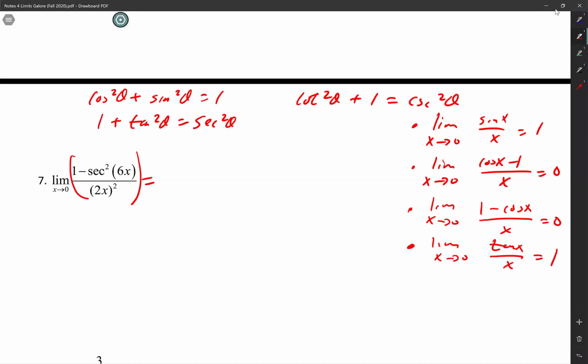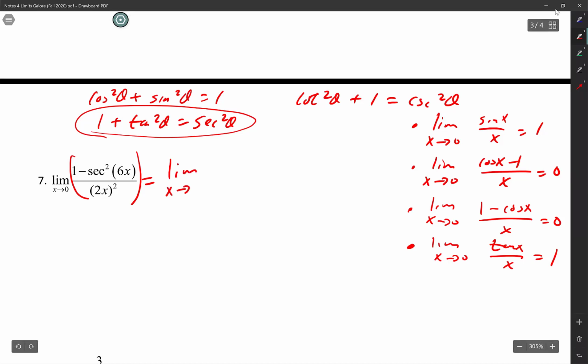So let's rewrite the 1 minus secant squared. I'm going to use this one right here. 1 minus secant squared is equal to negative tan squared. So I'm going to write limit as x approaches 0, because I haven't figured it out yet, equals negative tan squared of 6x over, and instead of writing 2x squared, let's write 4x squared.